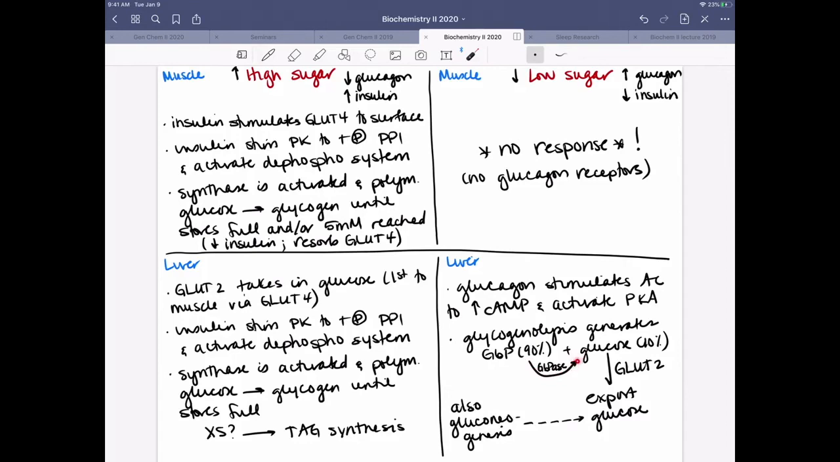But if we need to export this for global use, we're going to have G6Pase dephosphorylate G6P, making it into free glucose. It will exit via facilitated diffusion via the GLUT2 transporter, and will help remedy that low blood sugar need.